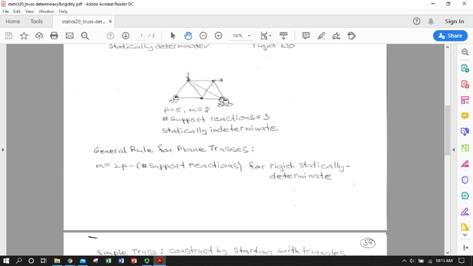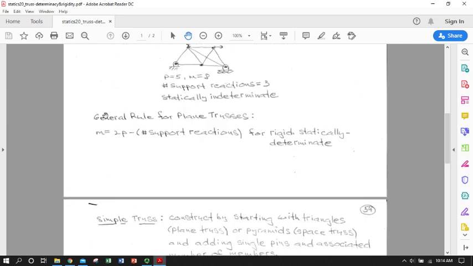So that means if we just applied method of joints or method of sections, we would find that we could probably only solve for the force in this additional member in terms of the other forces. We could not get a unique solution. So again, general rule, the number of members that we need to have a unique solution to be rigid, statically determinate, is 2 times the number of pins minus the number of support reactions.